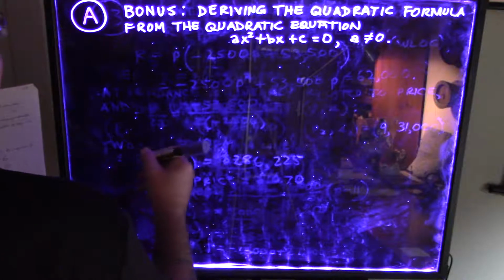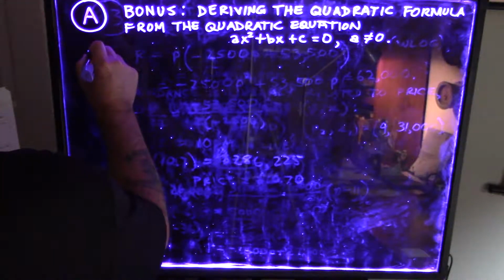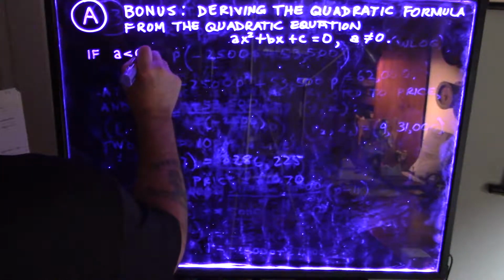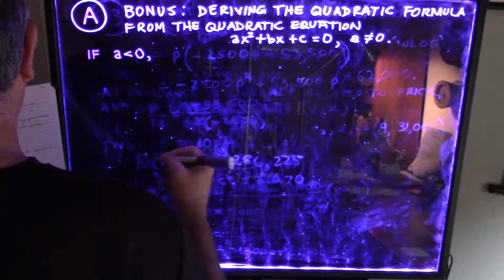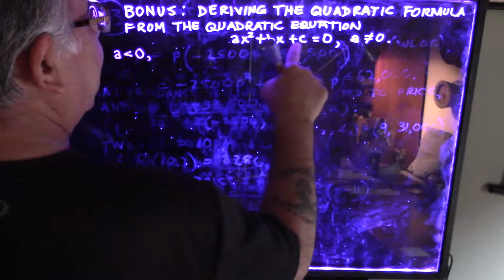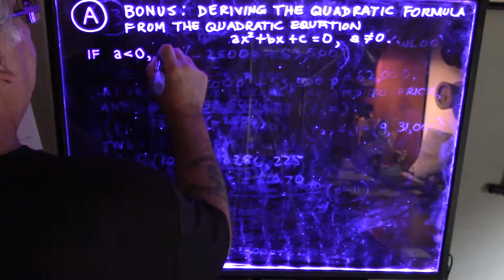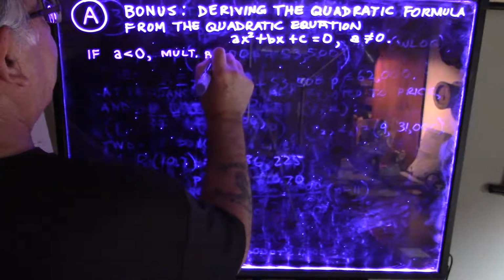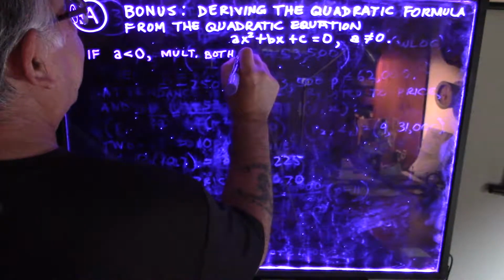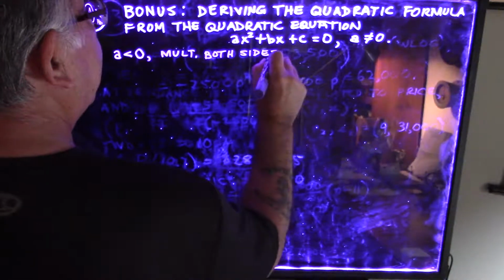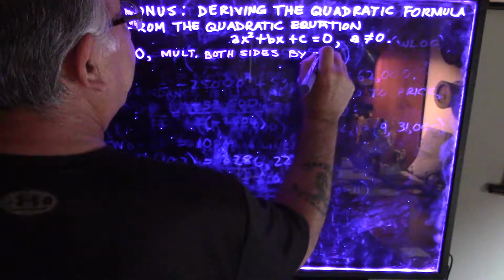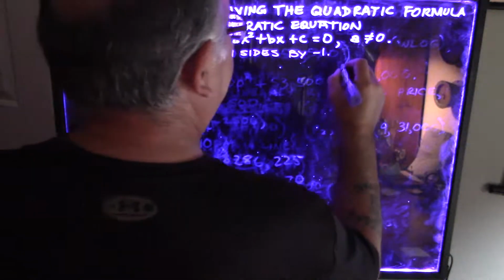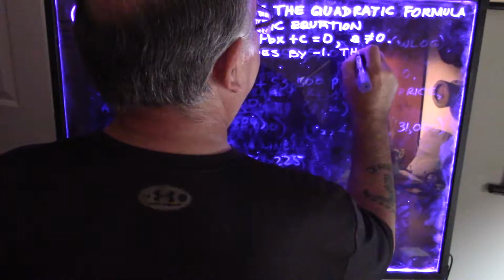Now, if a is less than 0, if a is negative, in other words, we're going to multiply both sides of this by -1. Multiply both sides by -1. And that means then a will be greater than 0.